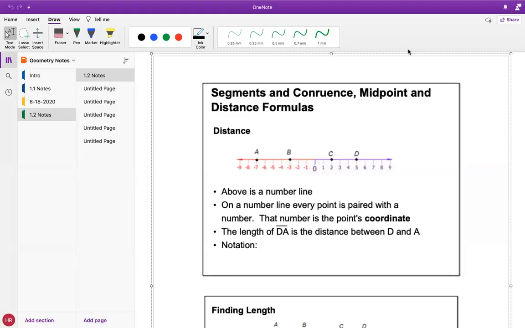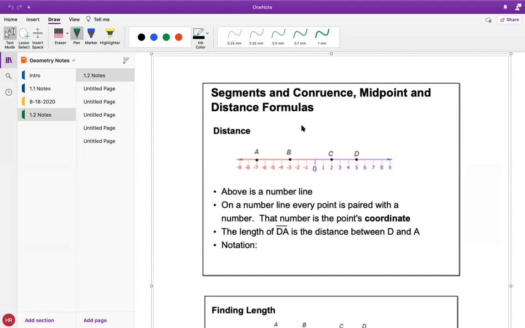Hello again, geometry students. Here we are with the second set of notes. So today's notes are about segments, congruence, midpoint, and distance formulas. I'm sure the distance formula is in here. We'll see.